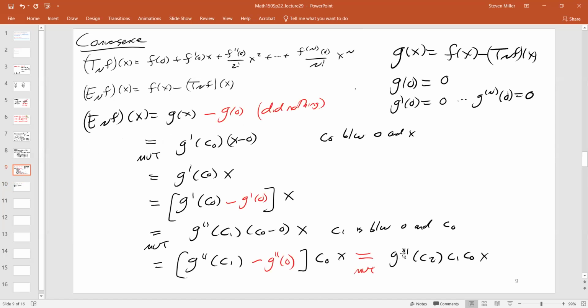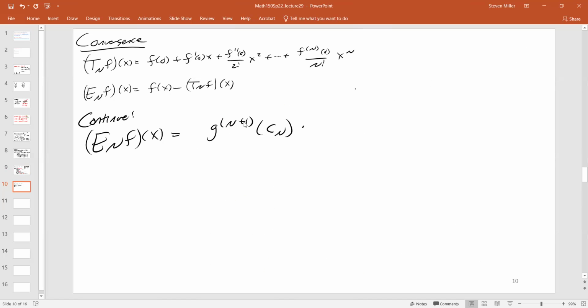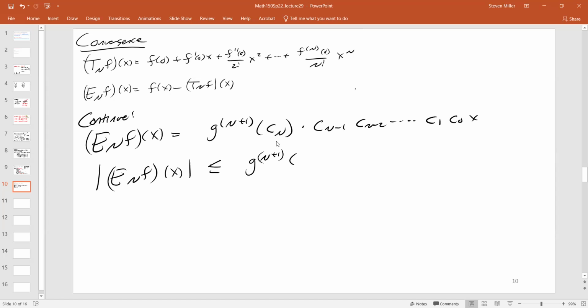and now if you look over here, we had the third derivative at C2, and then it was C1, C0 times x. So it's the n plus first derivative at Cn times Cn minus 1, Cn minus 2, down to C1, C0 times x. So the absolute value of the error at x would actually be less than or equal to the maximum over Cn less than or equal to x of the n plus first derivative at Cn, times x to the n plus 1.